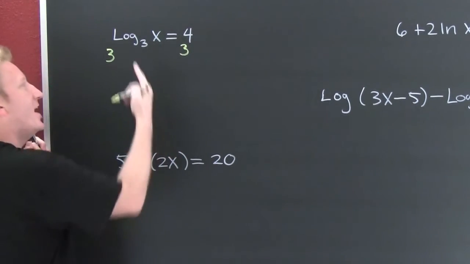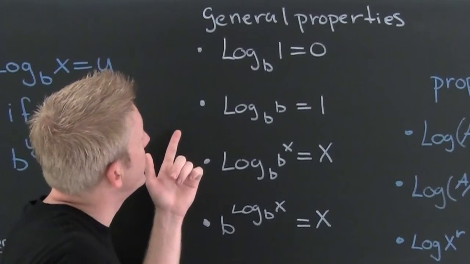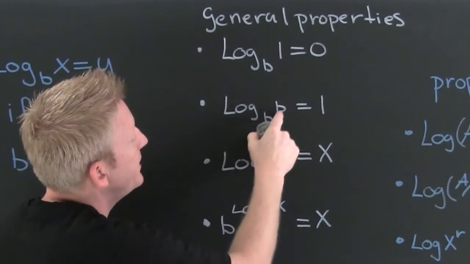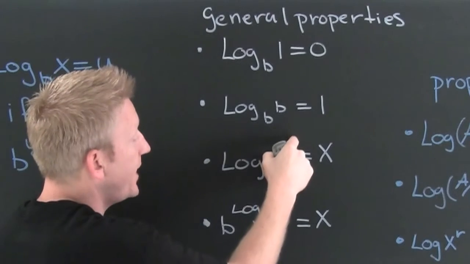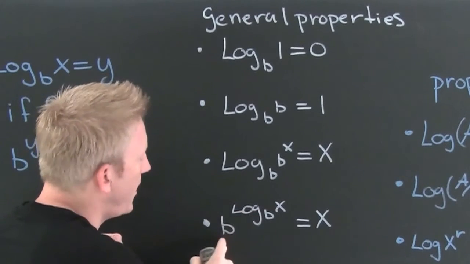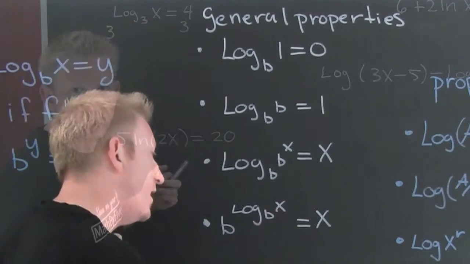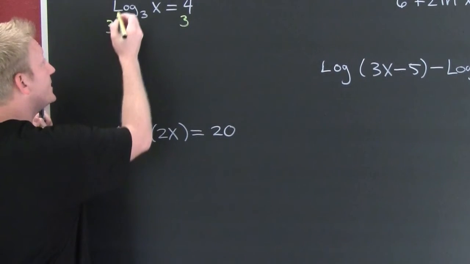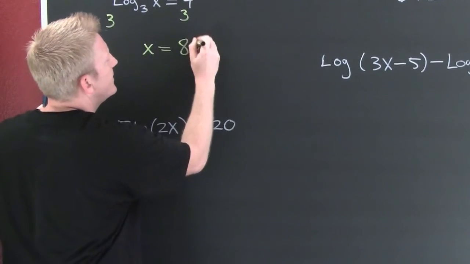On the left, you have a special property. Some general properties of logarithms: log base b of 1 is 0 every single time. Log base b of b is 1. Log base b of b to the x is x. And b to the log base b of x is x every single time. So we use that special property, 3 to the log base 3 of x is x. And then on the right, 3 to the 4th, that's 81.